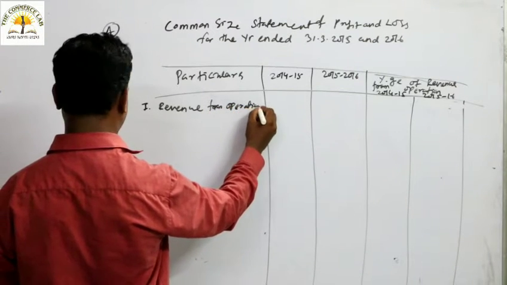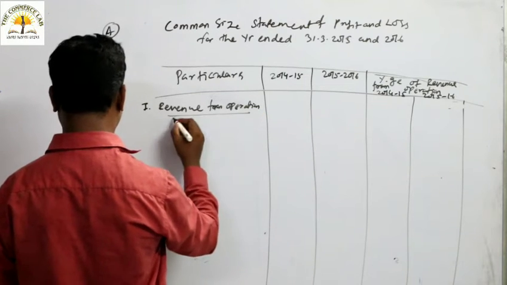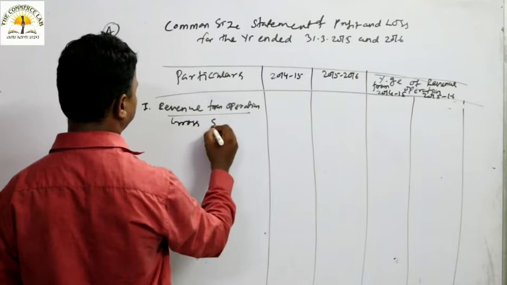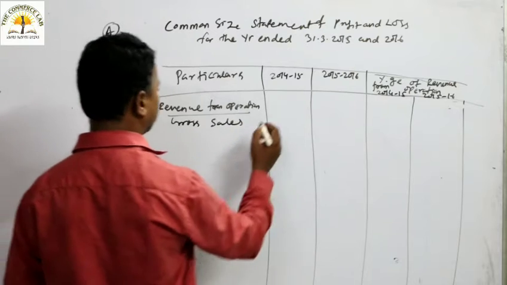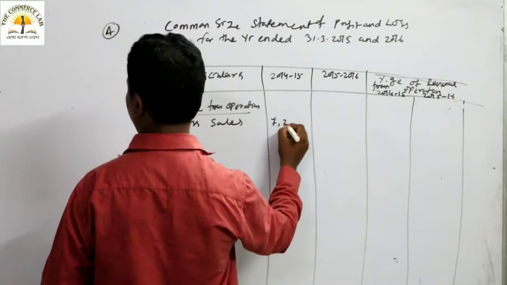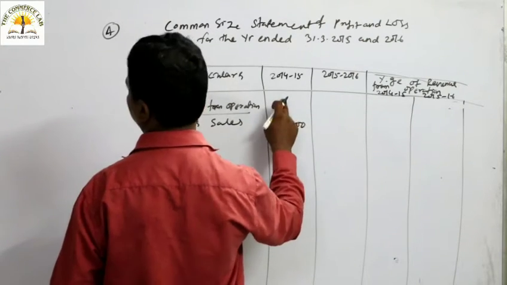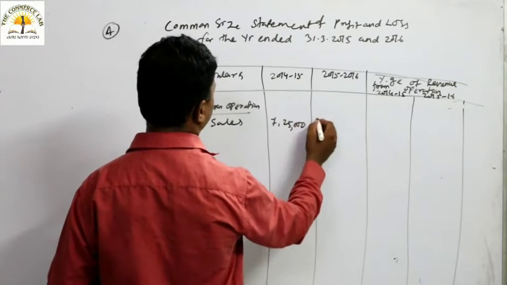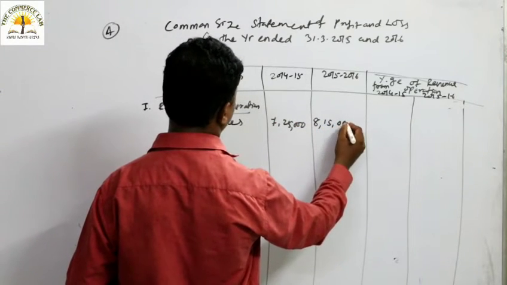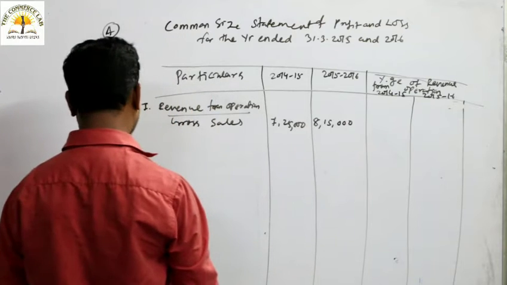The first item which is coming is revenue from operations. Under that, gross sales is there. We have to write what the question gives, that is 7,25,000 for 2015 and 8,15,000 for 2016. That is the gross sales given.